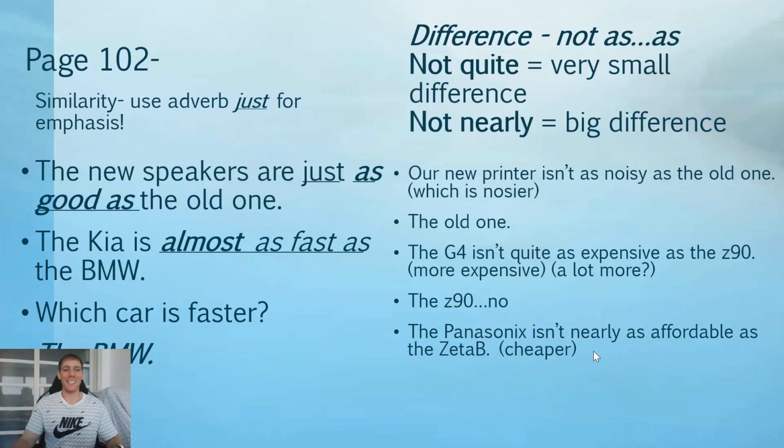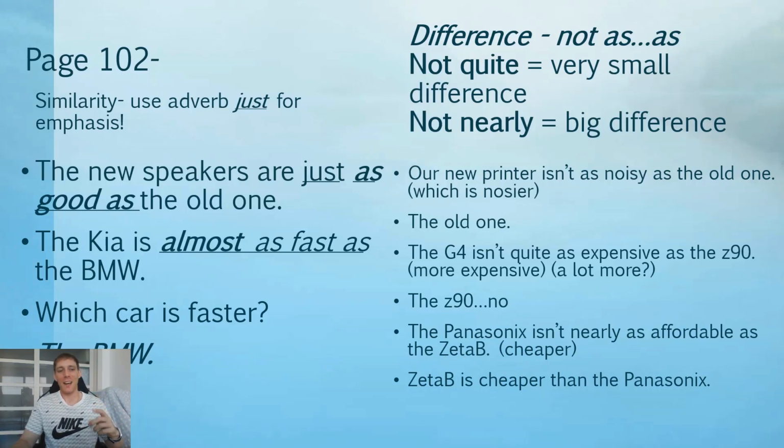So what's the answer? The Zeta V is cheaper than the Panasonic. Remember, the second one is the most of whatever this is. So the Zeta V is cheaper than the Panasonic. There we go, okay? Hopefully you've got this down.